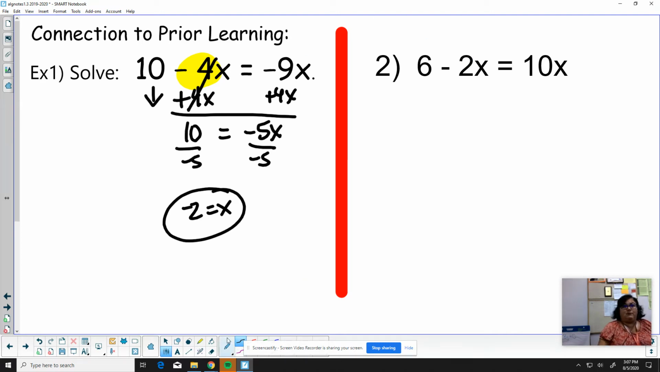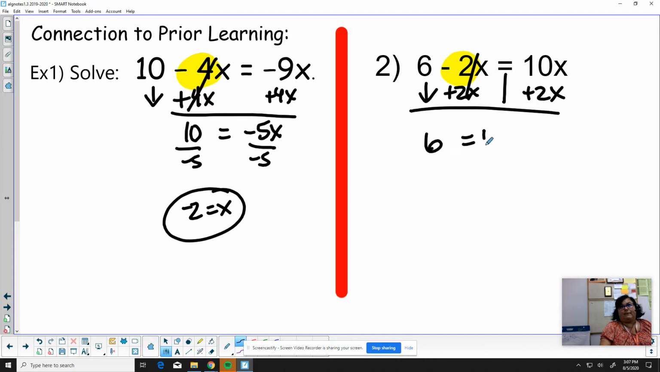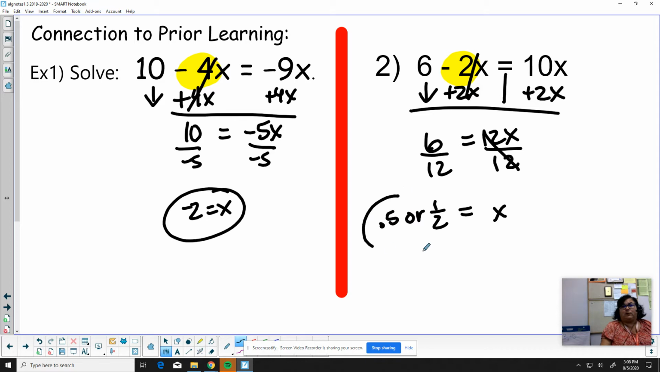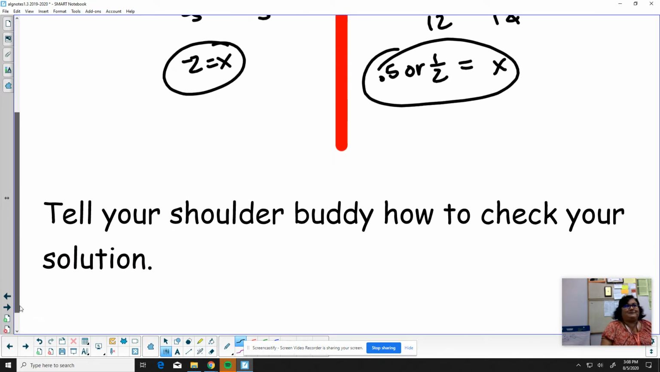All right, so I'm going to move this negative 2x to the right side with the 10x because the 10x is already over there by itself. So I'm going to add 2x to both sides. The 6 is going to drop down. And this is 12x on this side. And I divide both sides by 12 because that's what's next to the x, and that's what I want to cross out. And I end up with 1/2, or you could also put this as 0.5. Okay? Hope you got that right.